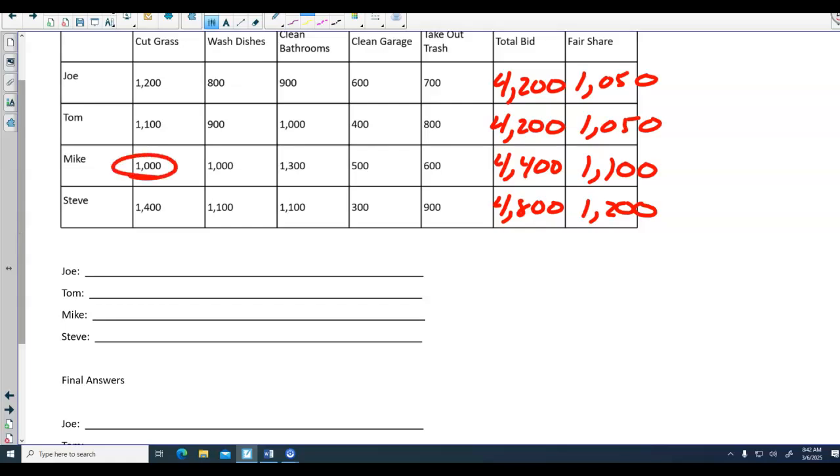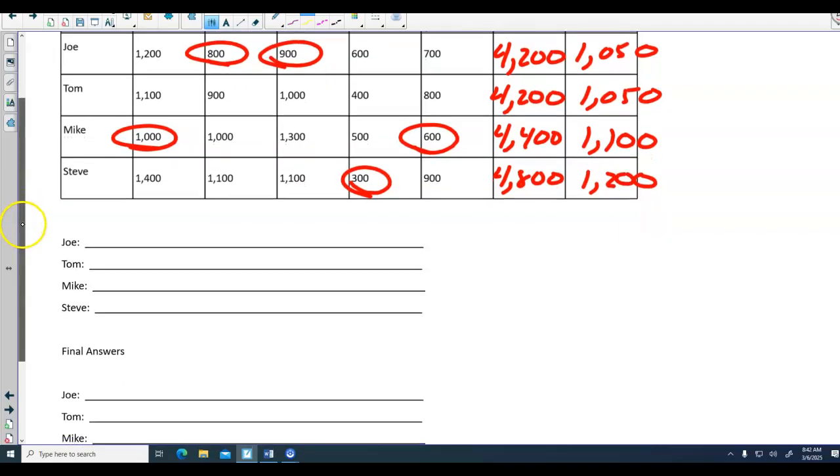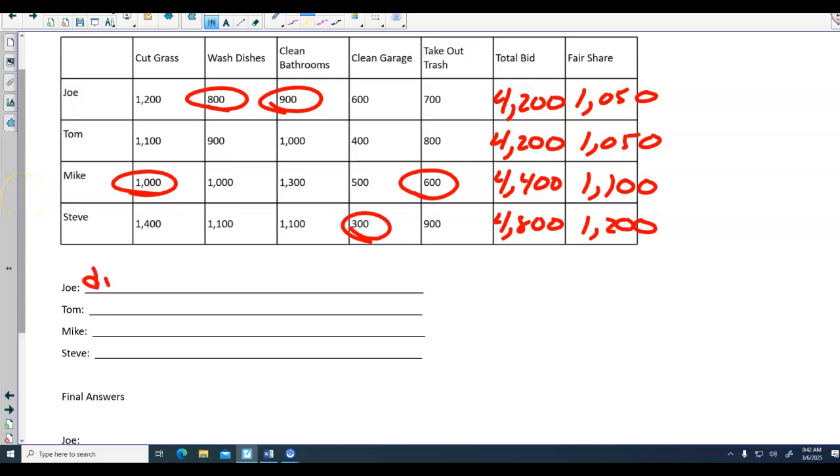Mike is going to do the grass. Joe is going to do the dishes as well as the bathrooms. Steve is going to clean the garage. And then Mike has the trash. So once those jobs are in, write them down. Dishes, bathroom. Grass for Mike and trash. And then finally the garage for Steve.